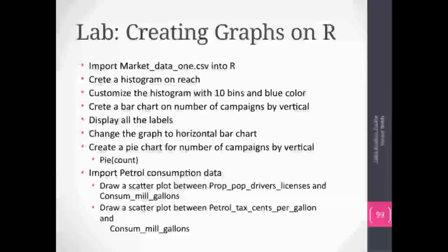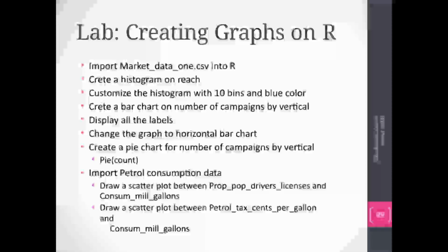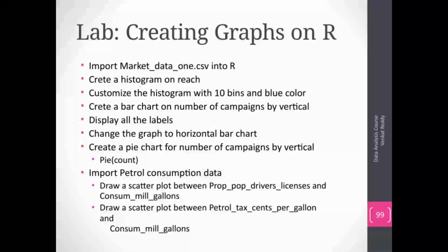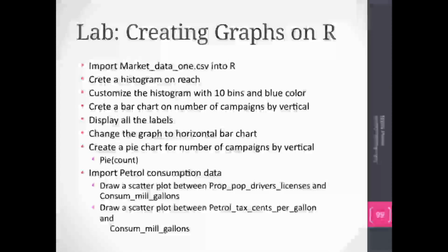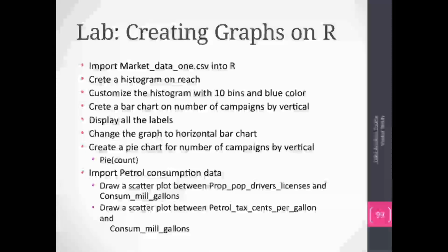With this data, we'll draw scatter plots to examine relationships between variables. First, we'll plot proportion of drivers' licenses against consumption in millions of gallons, which can reveal if there's any correlation between the number of driver licenses and petrol consumption. Then, we'll create another scatter plot between petrol tax in cents per gallon and consumption in millions of gallons. This will help us analyze how petrol taxes might influence consumption levels.